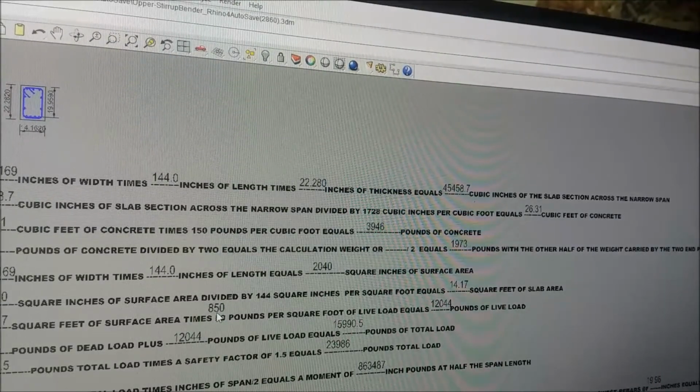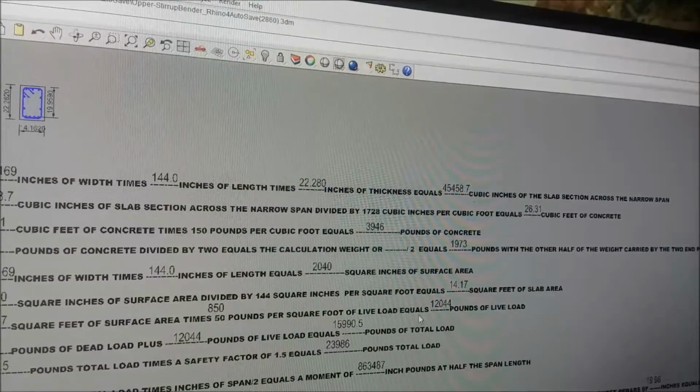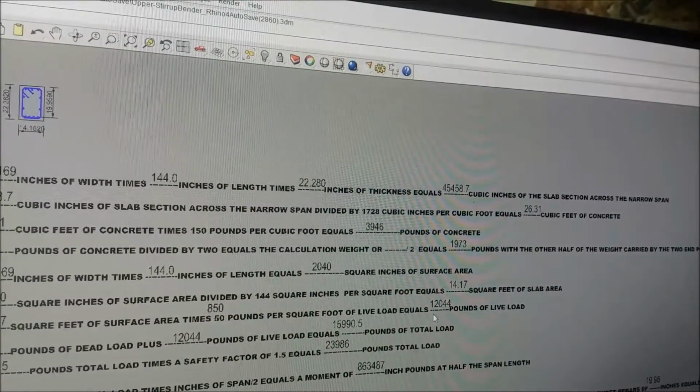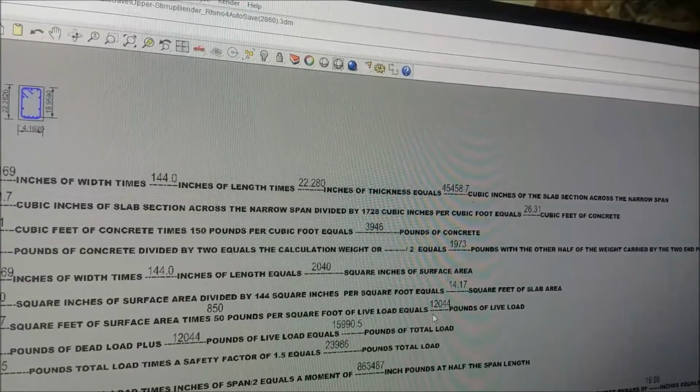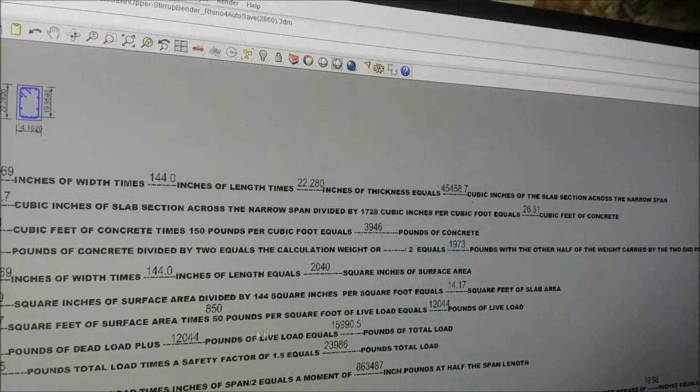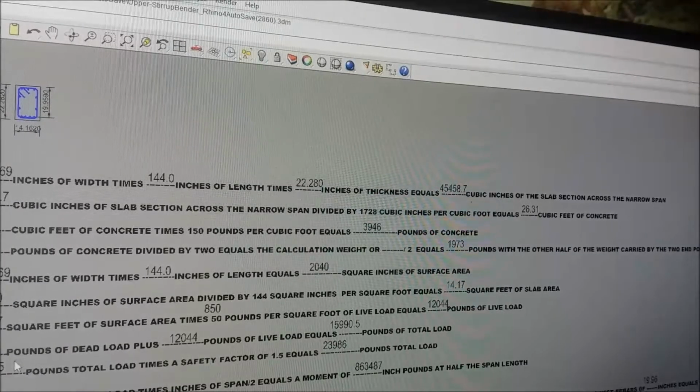So, if we take the pounds per square foot times the square feet, 12,044 pounds of live load. Sounds like a lot for one poor beam.